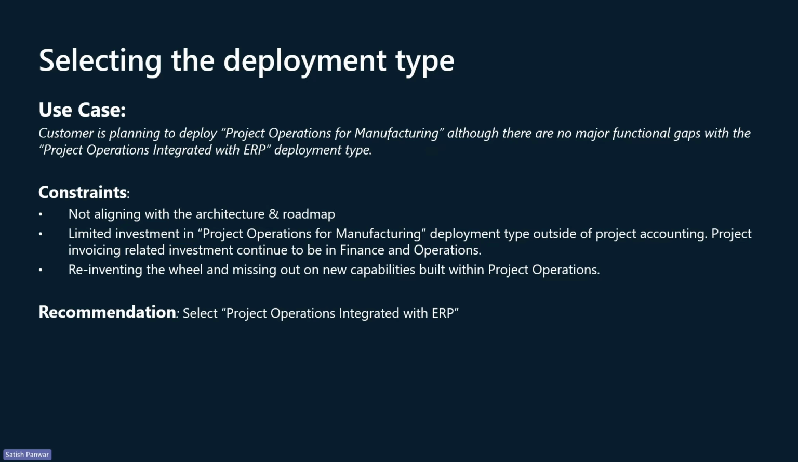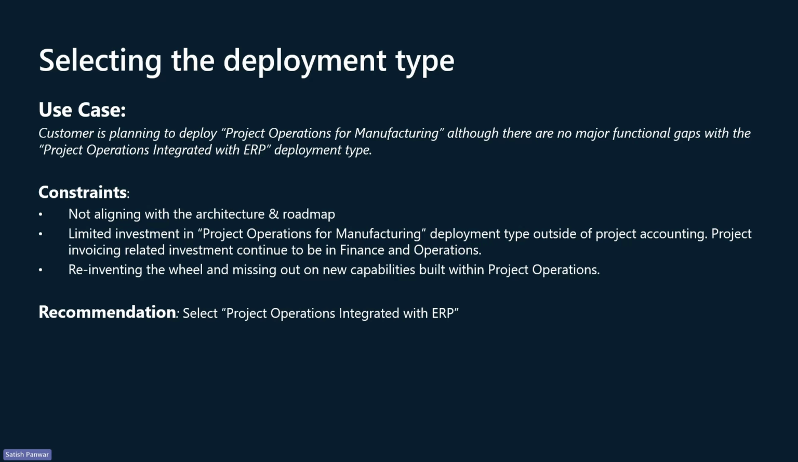While this seems to be right at first glance, going for project operations for manufacturing or legacy PMA is basically against our go-forward roadmap. As mentioned earlier, most of our investments related to front-end capabilities are on the Dataverse side, which attributes to project operations core and project operations integrated with ERP. Those capabilities will not be added to project operations for manufacturing deployment type.